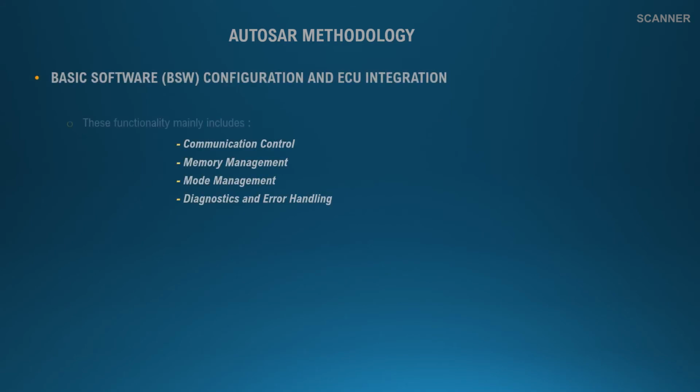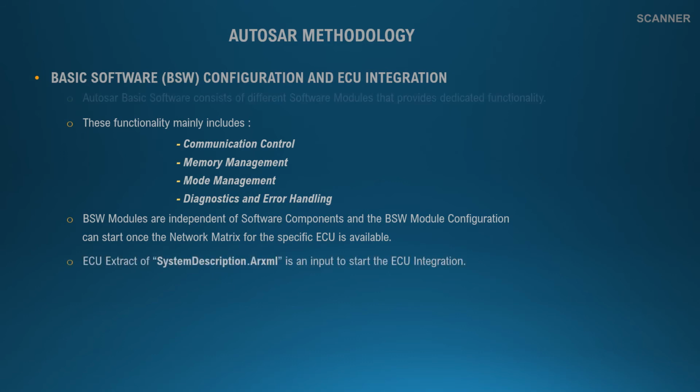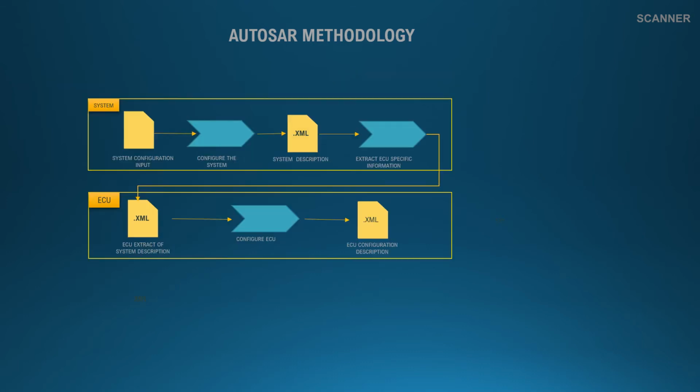Next step is basic software design and the ECU integration. AUTOSAR basic software consists of different dedicated software modules or software stacks that serve different functionalities like communication, memory management, mode management, diagnostics and error handling, etc. The configuration of basic software modules can start once the network matrix for the specific ECU is available. From the System Description ARXML, which contains details about multiple ECUs, the ECU extract of a specific electronic control unit is given as an input to start the ECU integration activities.